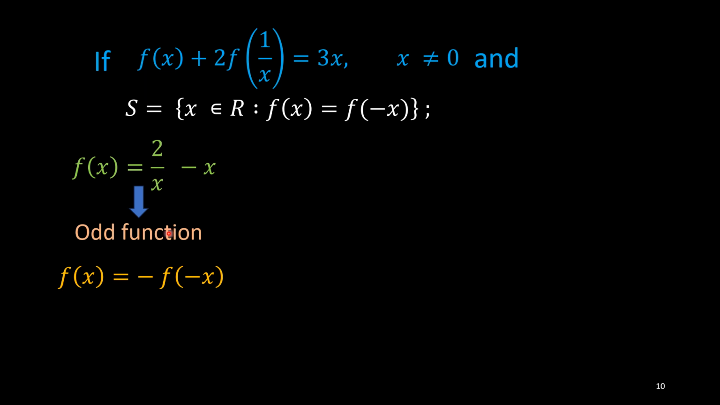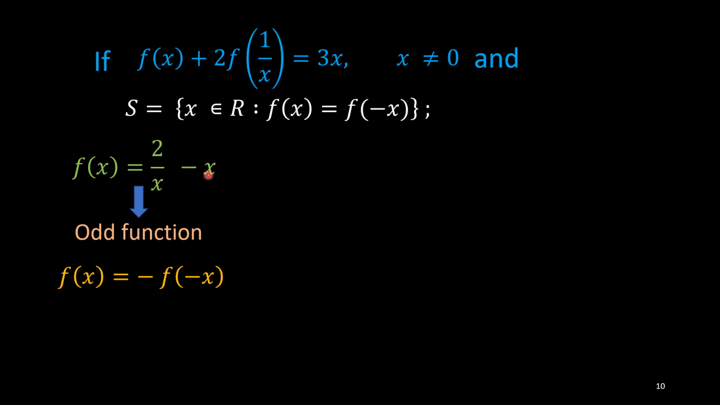Now it's very easy to show this. If you replace x by -x, then what will you get? It's 2 upon -x, and here it will be minus minus, plus x. Then I can take the minus sign common: -(2/x - x). That is nothing but -f(x). Whenever any function contains such an x term, it's an odd term.